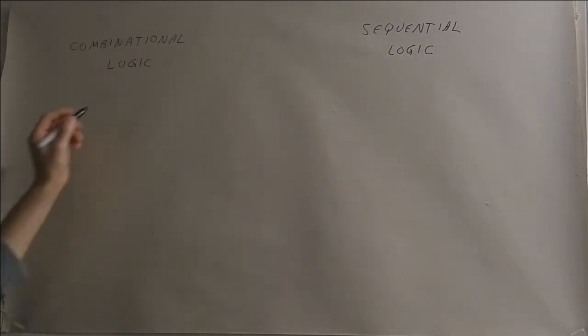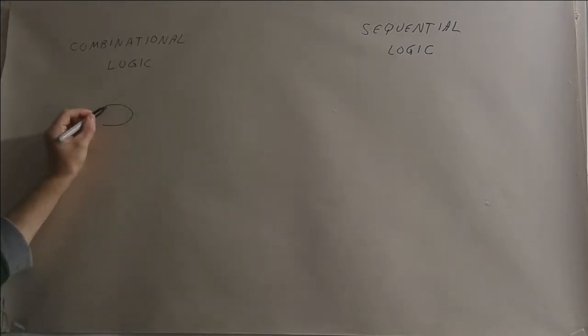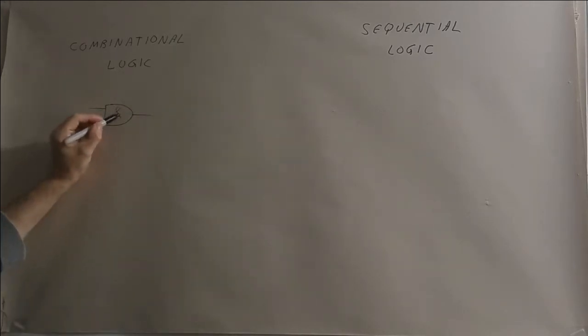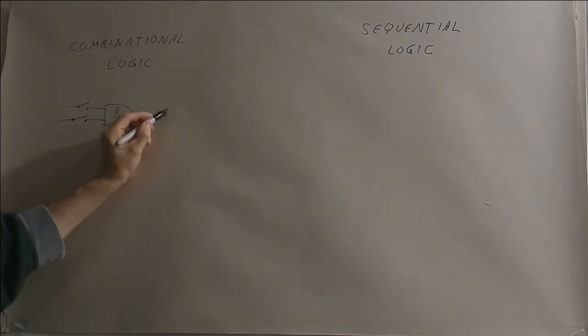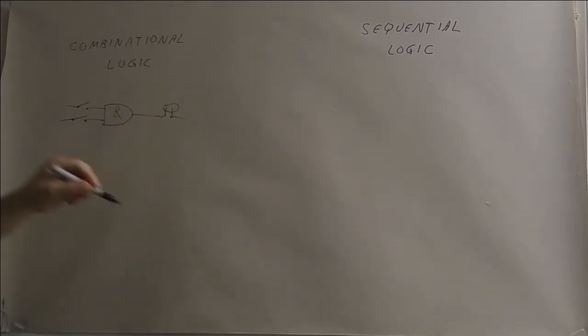In combinational logic, if you have an AND gate, say like this, here's his input, here's his output, here's an AND gate. And in combinational logic, as these inputs change, if you put switches on them, say, and on the output, let's put an LED here, the inputs will affect the output as they change. So you push both switches down, the LED will come on, and the moment one of the switches comes up, the LED will shut off.